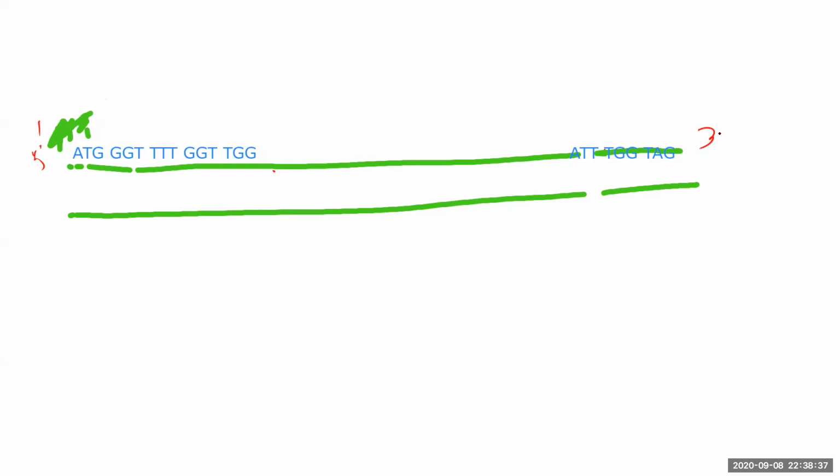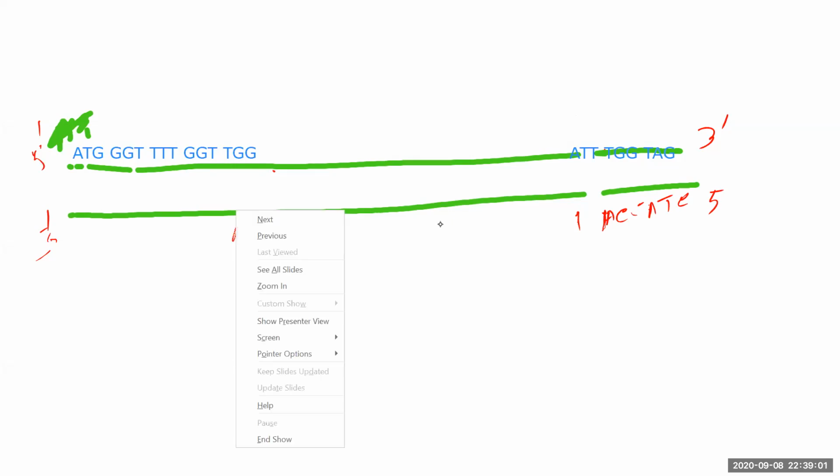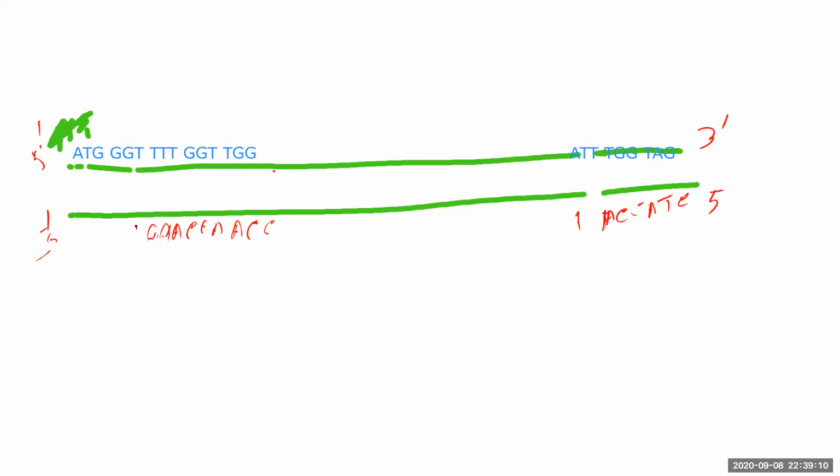So this is 5 prime, this is 3 prime, this is 3 prime, this is 5 prime. Okay. C T A C C A T, and here C C A C C A C C C A T. Okay, so this is the double stranded DNA sequence.